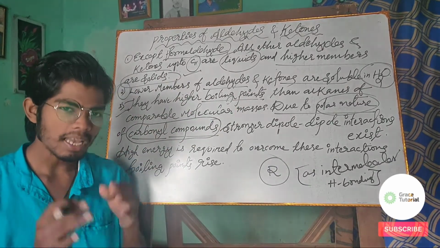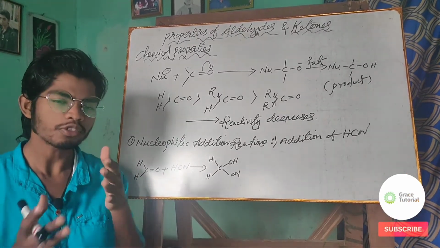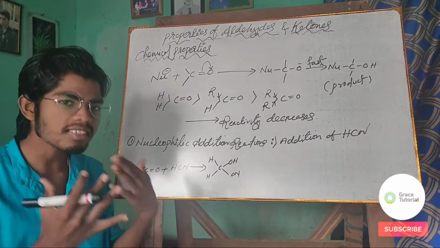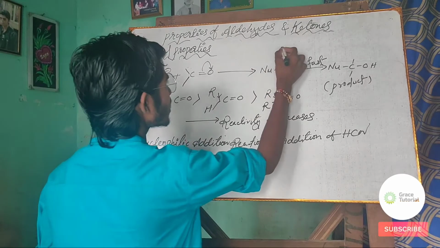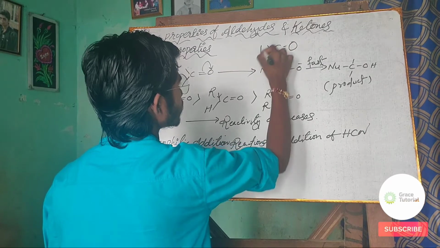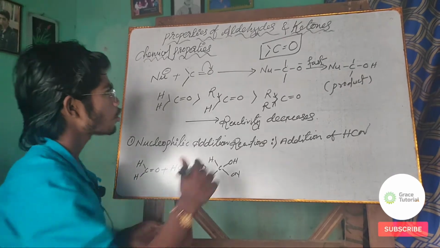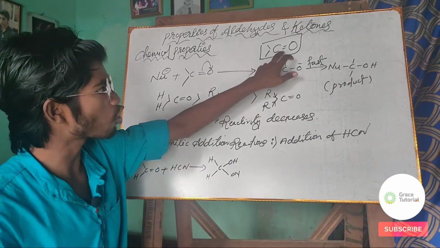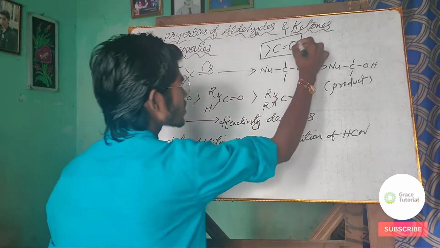Now we will discuss the chemical properties of aldehydes and ketones. Initially I had discussed the structure of the carbonyl group. The aldehydes and ketones contain the carbonyl group, that means the C=O group. Here, since the oxygen is more electronegative, the shared pair of electrons will be shifted more towards the oxygen atom.